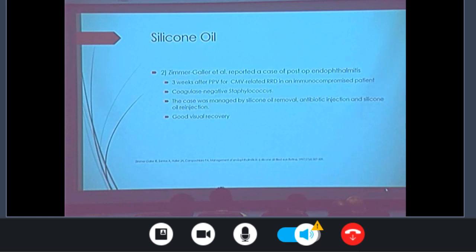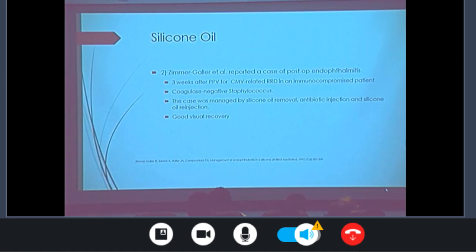The second case reported was by Simmer-Galler and collaborators. This endophthalmitis appeared 3 weeks after vitrectomy for CMV-related retinal detachment. The culture in this case came back for coagulase-negative staphylococcus, and the case was managed conventionally as well, by silicone oil removal, antibiotic injection, and re-injection of the silicone oil.